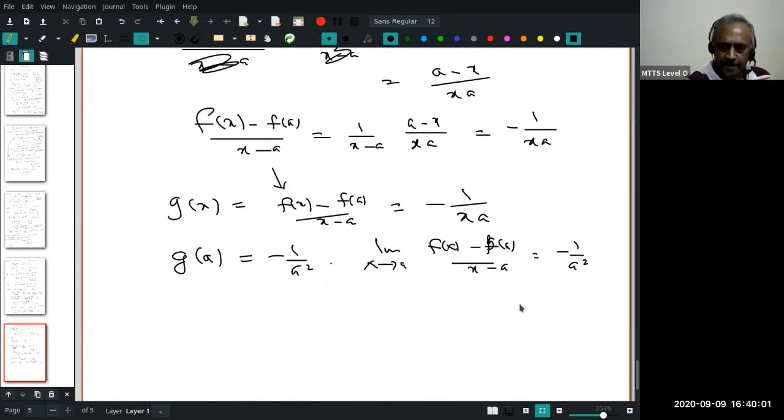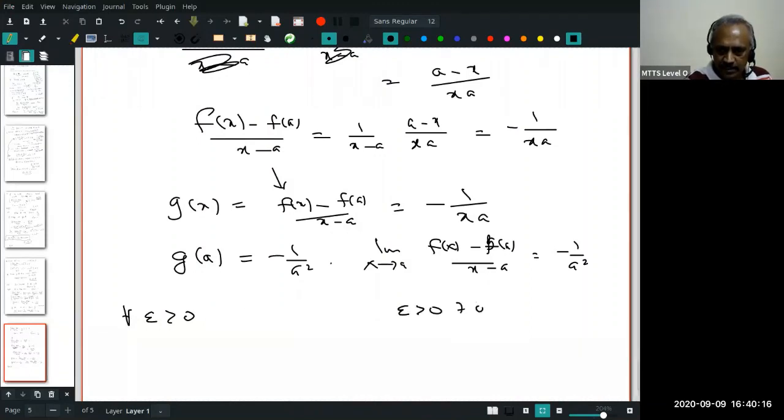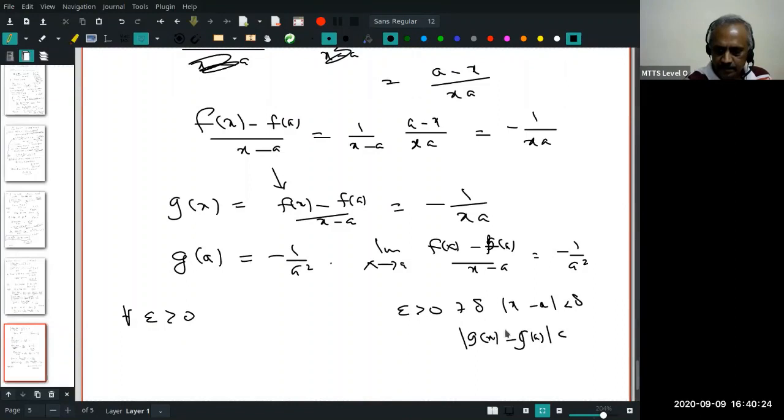Okay. Do all of you understand? And how do I write epsilon delta? The same way. Give me an epsilon, then I have to find a delta. The delta will come from the continuity of g at a. For a given epsilon positive, there is a delta positive, so that mod x minus a less than delta will imply mod gx minus ga is less than epsilon. That means gx is fx minus fa by x minus a, and g of a is minus 1 by a squared, and therefore that modulus is less than epsilon. So you found epsilon delta.